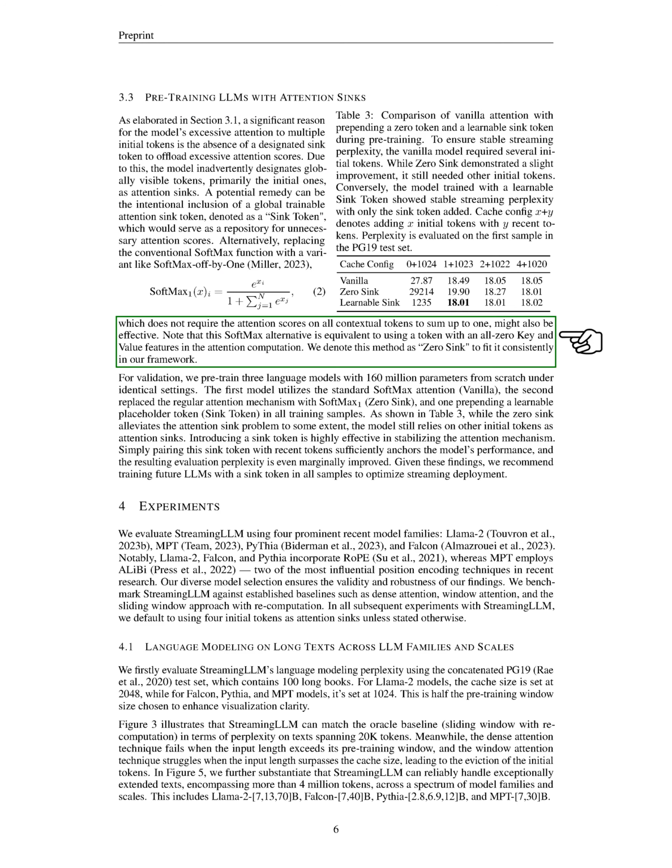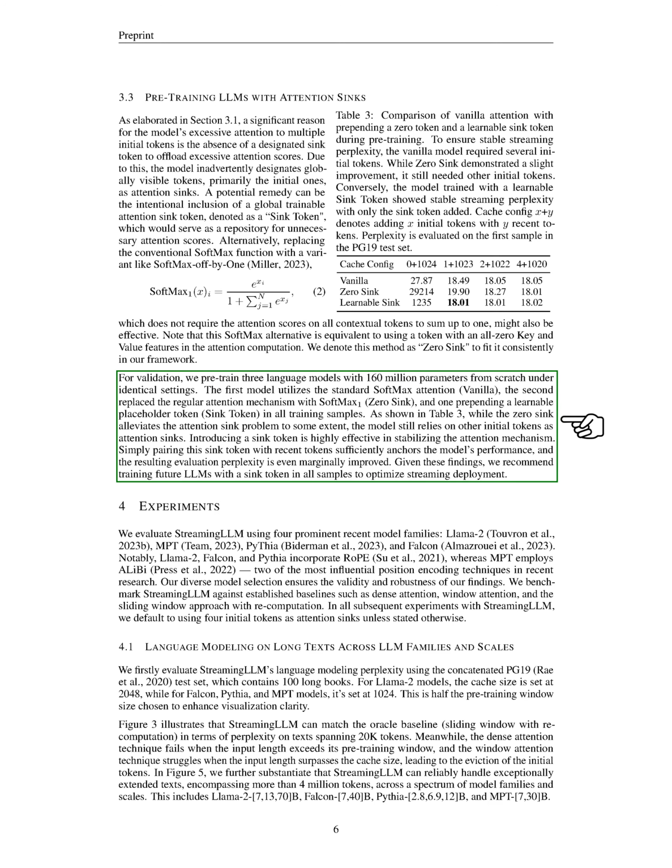Another solution could be to replace the conventional softmax function with a variant that does not require the attention scores on all contextual tokens to sum up to 1. We call this method zero sink. To validate these methods, we pre-trained 3 language models with 160 million parameters from scratch under identical settings. The first model uses the standard softmax attention, vanilla. The second replaced the regular attention mechanism with softmax off by 1, zero sink, and the third prepends a learnable placeholder token, sink token, in all training samples.